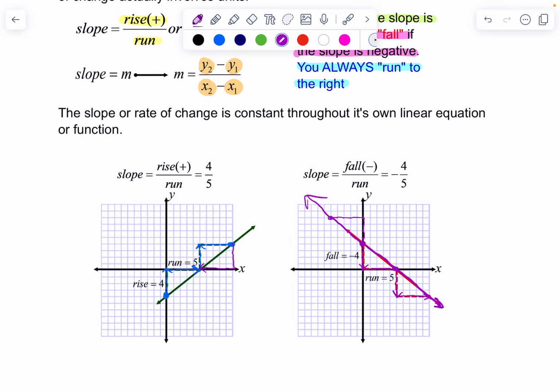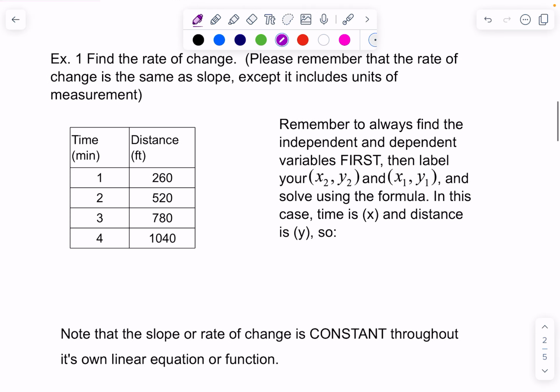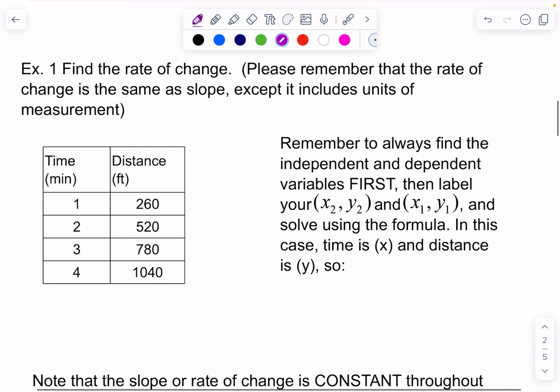All right. Next, rate of change. Let's find the rate of change. Please remember that the rate of change is the same as slope, except it includes units of measurement. So what do we have to do here? Well, first of all, remember to always find the independent and dependent variables first. Then label the x2, y2 values and the x1, y1 values, and then use the formula.